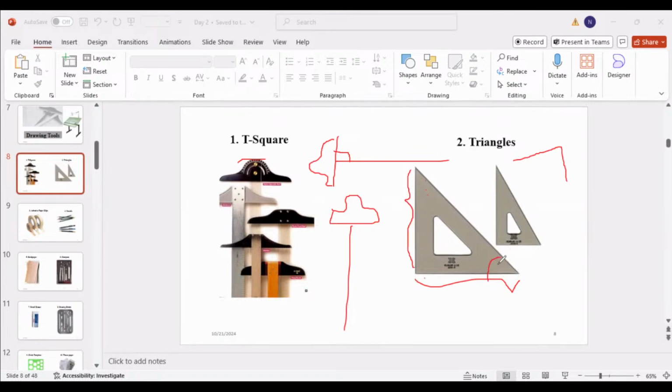Therefore, this is for 45 degrees. And this one is also 45 degrees. So in order, if you have to draw 45 degrees directly, right? And then here, this is for 60 and 30 degrees. So this one is 60 and this one is 30.